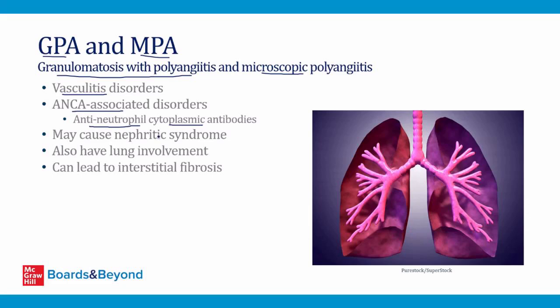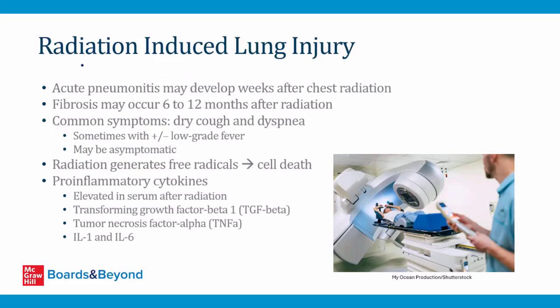Both of these conditions are so-called pulmonary renal syndromes, so they can cause nephritic syndrome in the kidneys, but they can also have lung involvement, and they can lead to interstitial fibrosis. And then the final cause of interstitial lung disease that we'll talk about in this video is radiation-induced lung injury. So this occurs among patients who have chest radiation for malignancies within the chest, like lymphoma or lung cancer.